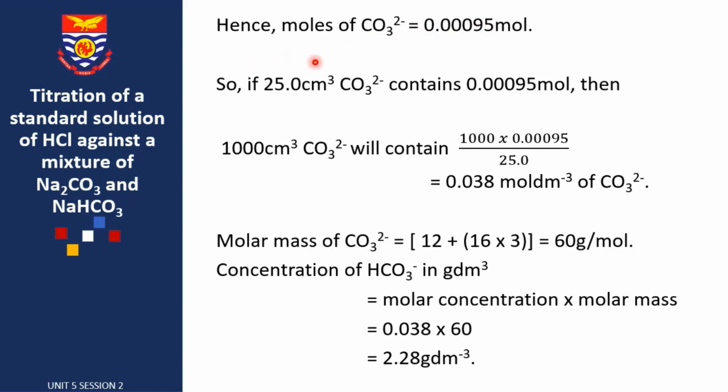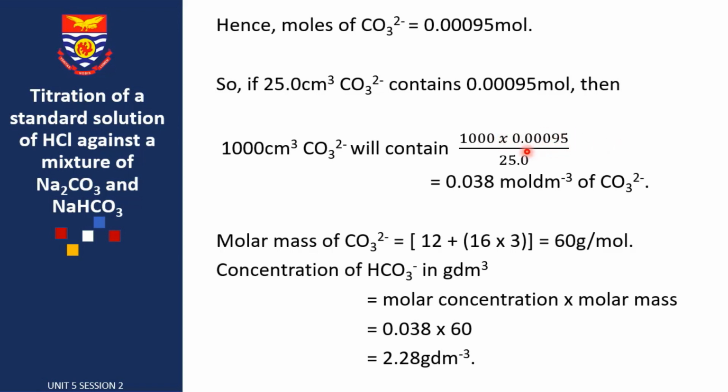So if 25 contains 0.00095, then 1000 will contain what? When we do this, we are going to get 0.038 moles per cubic decimeter of the carbonate. So this is the amount concentration of the carbonate, but the task was to find the mass concentration. We wouldn't be able to do that without this amount concentration.